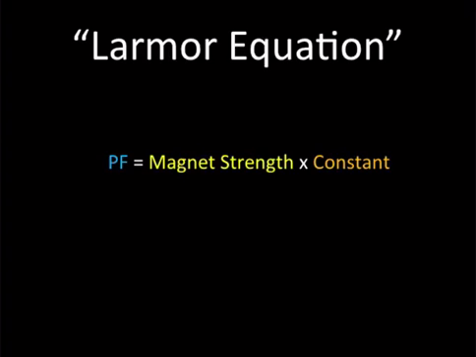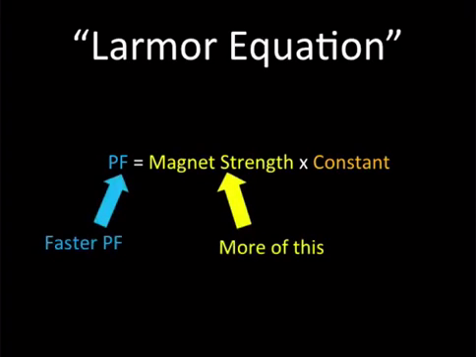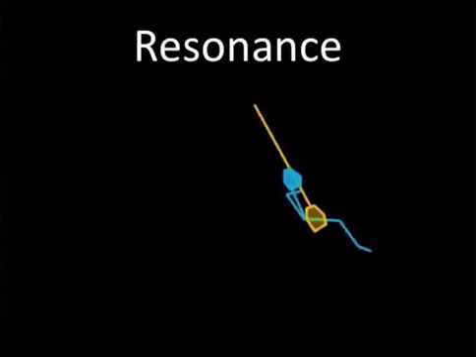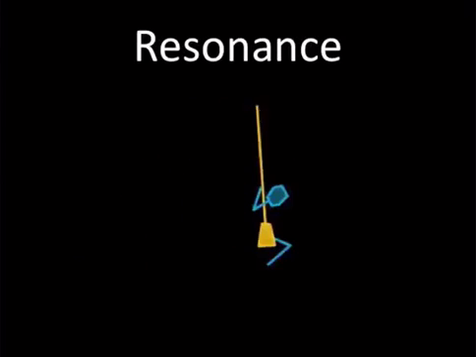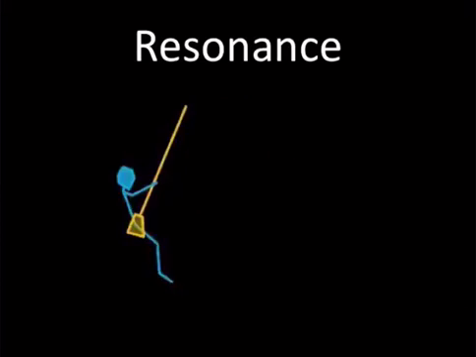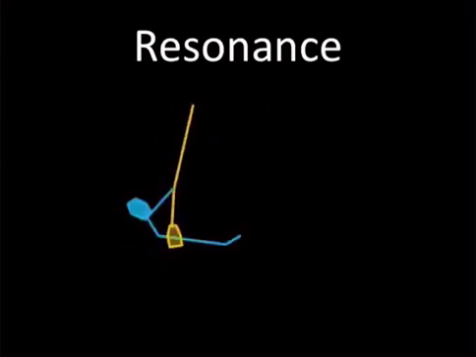An important relationship that I want to point out here is that the more of this that you have, the faster your precessional frequency is going to be for the specific element that you're imaging. So who cares? You care because of this idea of resonance. So a nucleus gains energy and resonates if the energy is delivered at the exact same precessional frequency. If the energy is delivered at a different frequency than the Larmor frequency of the nucleus, you can't get resonance. In other words, you won't be able to image it.